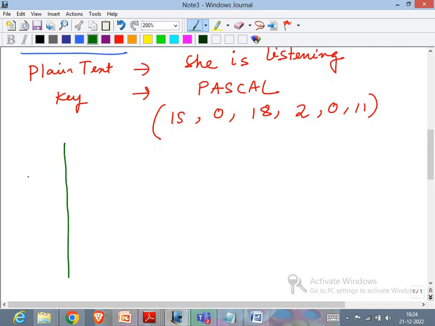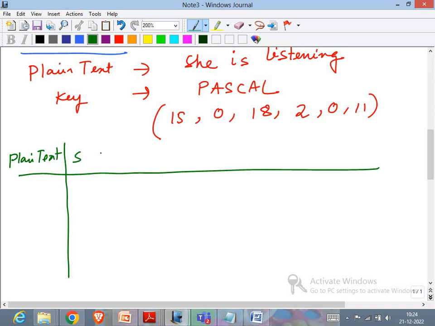Let me just do one by one. So first thing is plain text. First is the plain text. So we will write it down. S H E I S, she is L I S T E N I N G. She is listening is the word for the plain text we have arranged.